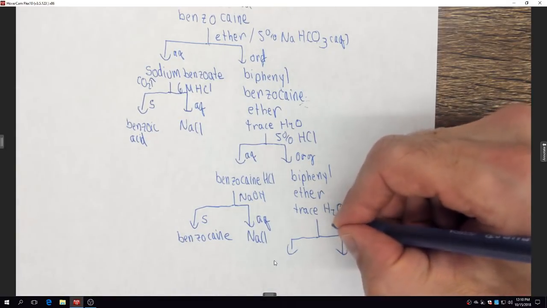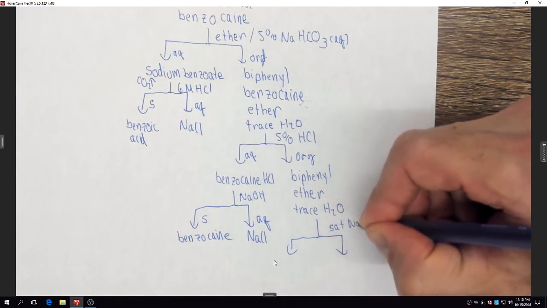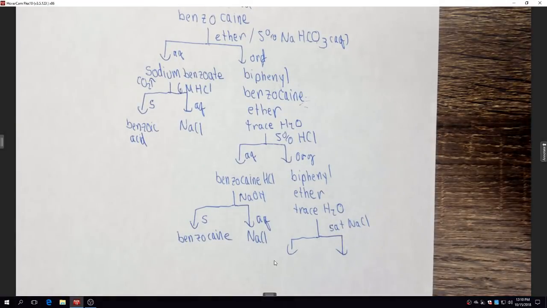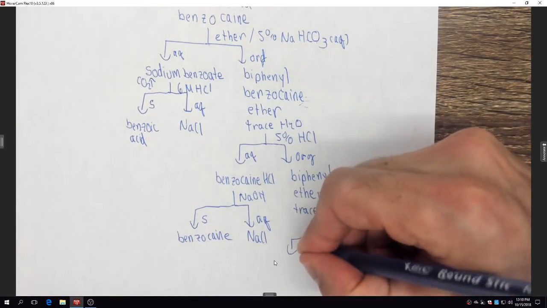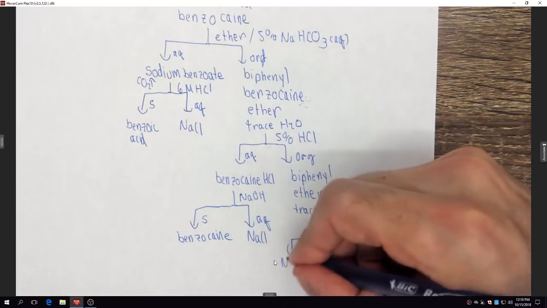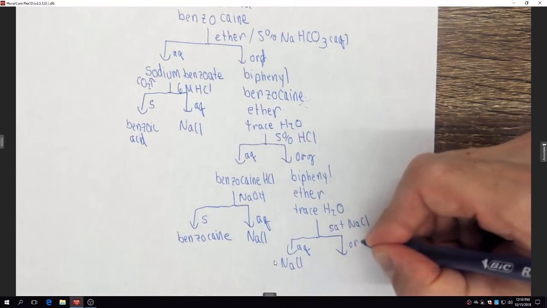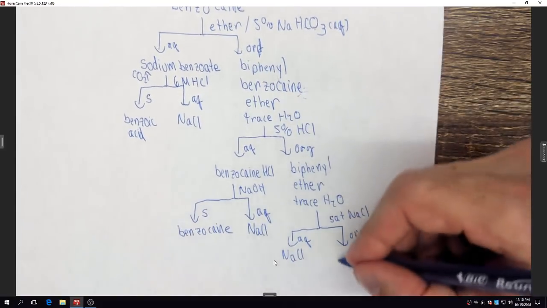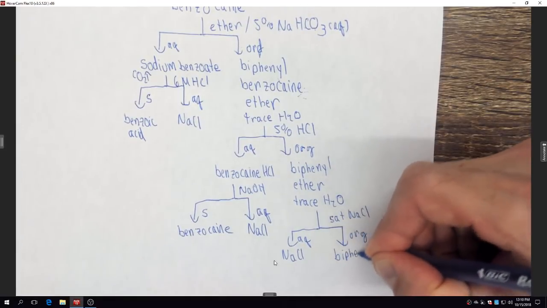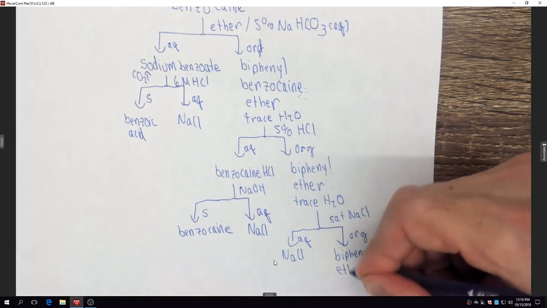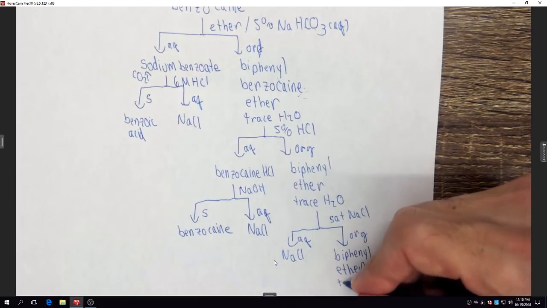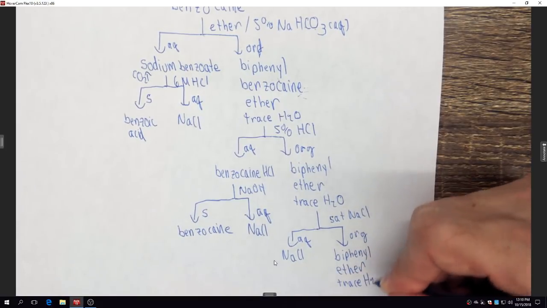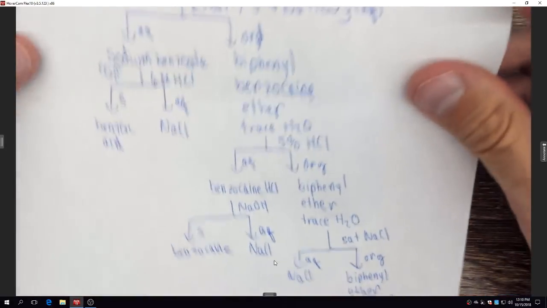So we add saturated NaCl, okay, and we get an aqueous layer, which is NaCl, and an organic layer, which has your biphenyl, your ether, and even smaller traces of H2O. All right, this is kind of what we call pre-drying. I have to fold my paper again.